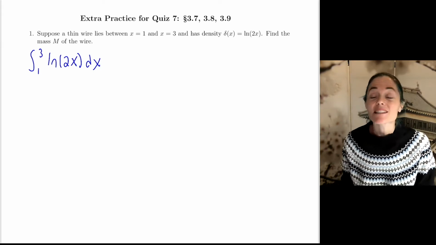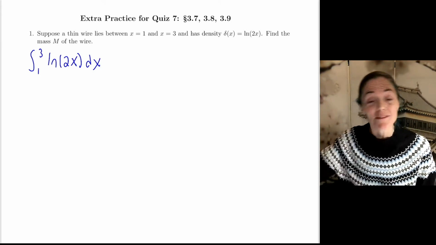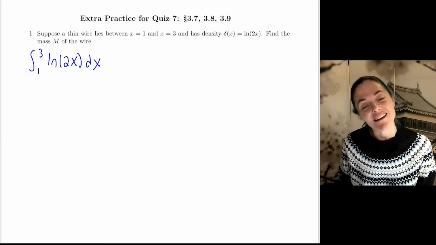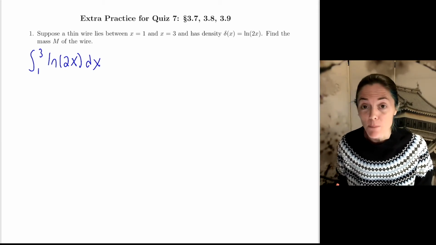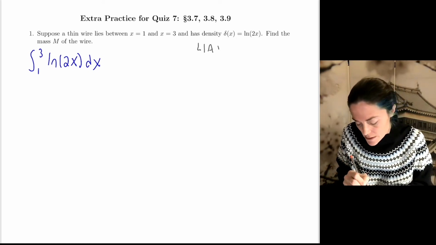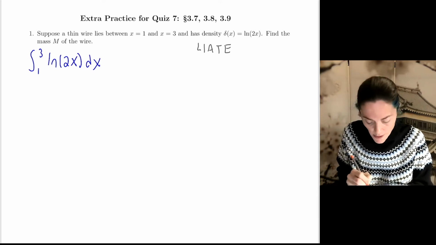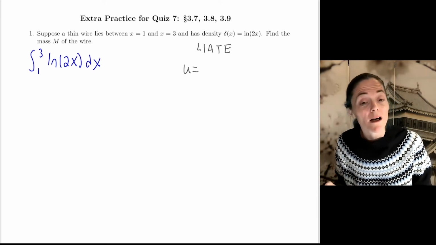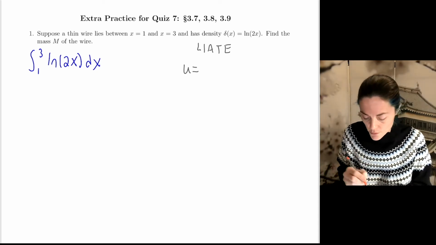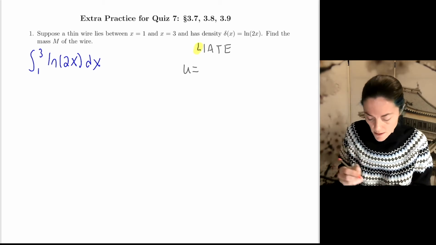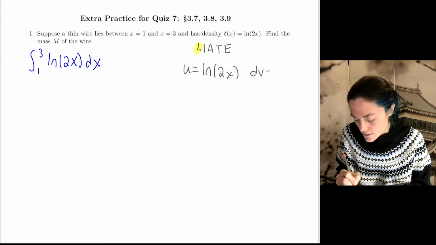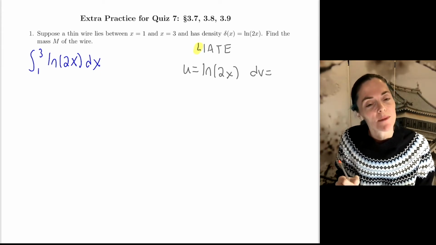Well, ask yourself, do you know off the top of your head a rule for an antiderivative for a natural log? Not really, right? And so this is one that is by parts. It's a great practice of integration by parts. So if we recall our integration by parts, well, all we have is a log. And so that is our u. We have the L in LIATE. So our u is ln of 2x. And dv, well, dv is everything else except the integral sign.